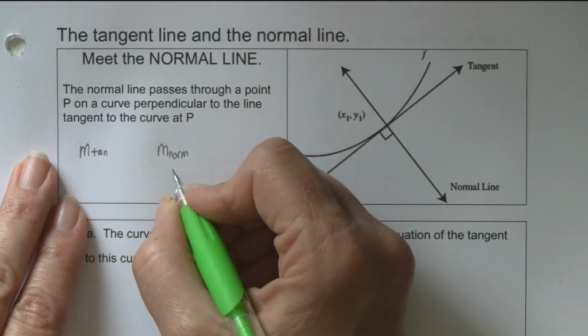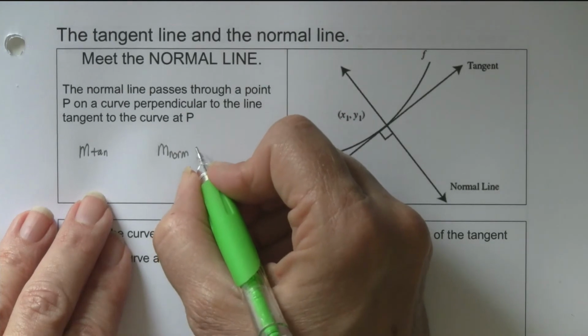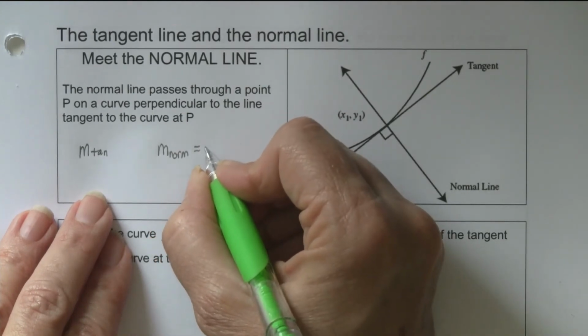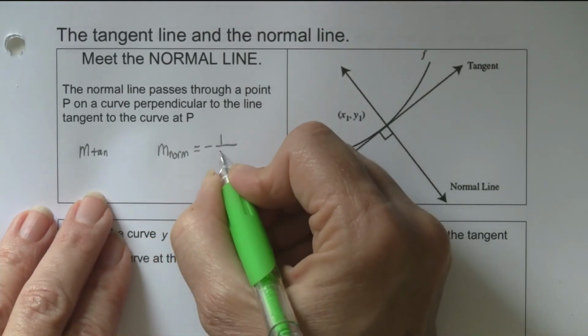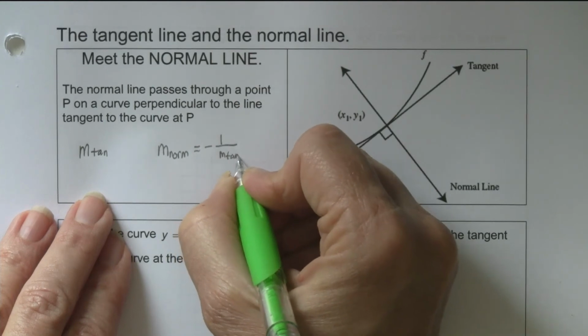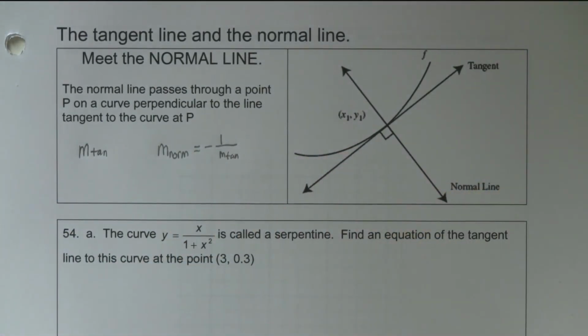Do you guys remember, if lines are perpendicular, from your algebra days? It should be -1 over the slope of the tangent line. They should be negative reciprocals of one another, right? So the slope of the normal line should equal -1 over the slope of the tangent line. I don't know if you remember finding perpendicular lines when you were in algebra, but that's the story right there.